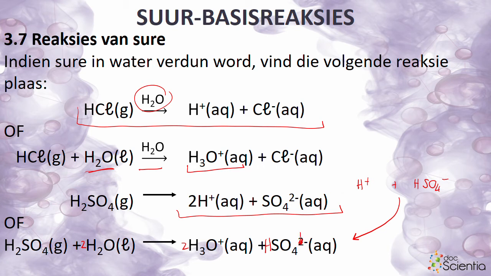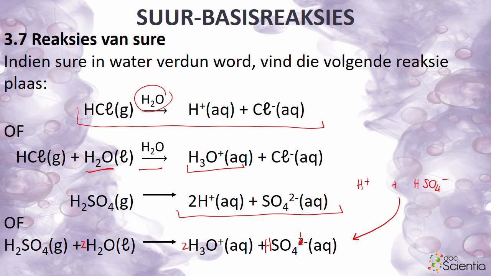Ja, want hoe weet ons dan jy? Hulle sal vir jou die reaksie gee. So wat gaan gebeur is hulle sal vir jou sê, skryf die reaksie neer vir die volledige ionisering van H2SO4. So then you have to know it loses both of its protons. Maar gewoonlik gee hulle vir jou die reaksie en hulle sê vir jou identifiseer die dit en dit en dit. Okay.